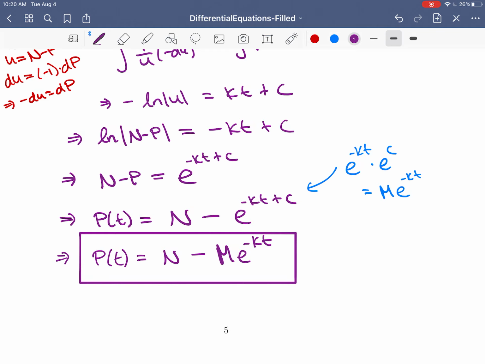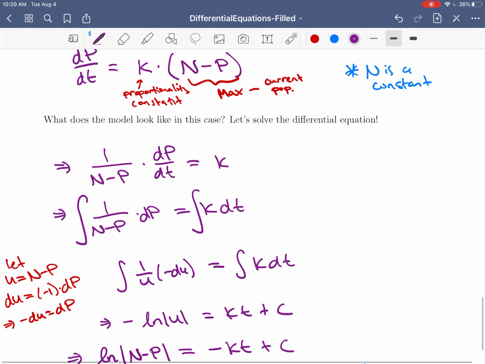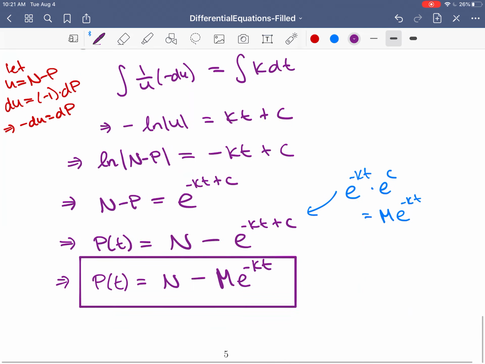Slightly different, a little bit harder to solve, but following the same strategy as before. All we used was the fact that our rate was proportional to some amount. Here though, the amount was not just P, but it was N minus P, so how close our population was to that maximum. The closer we get to the maximum, the rate is going to slow down. But the further apart we are from it, the faster it can grow because there's lots of room for it to grow. So that's the idea here.